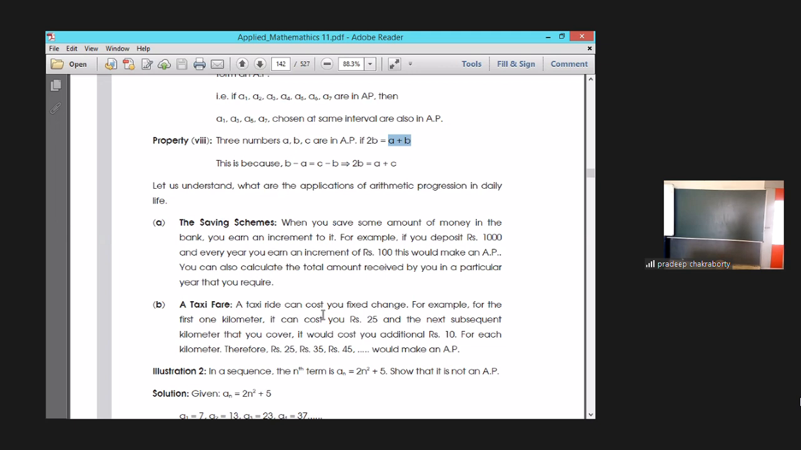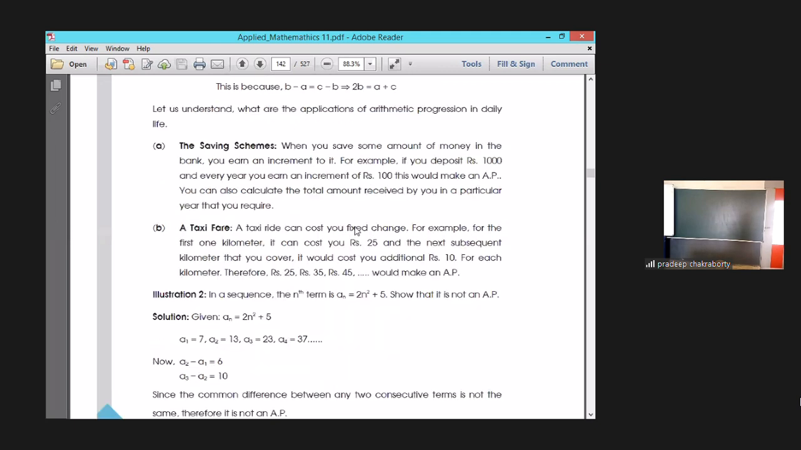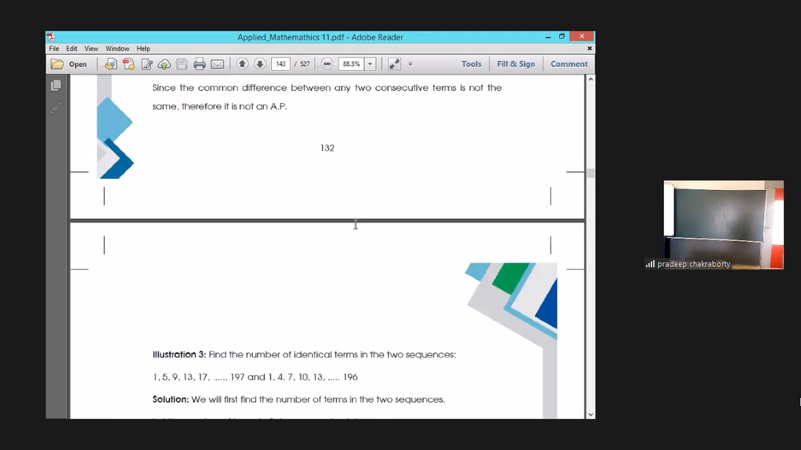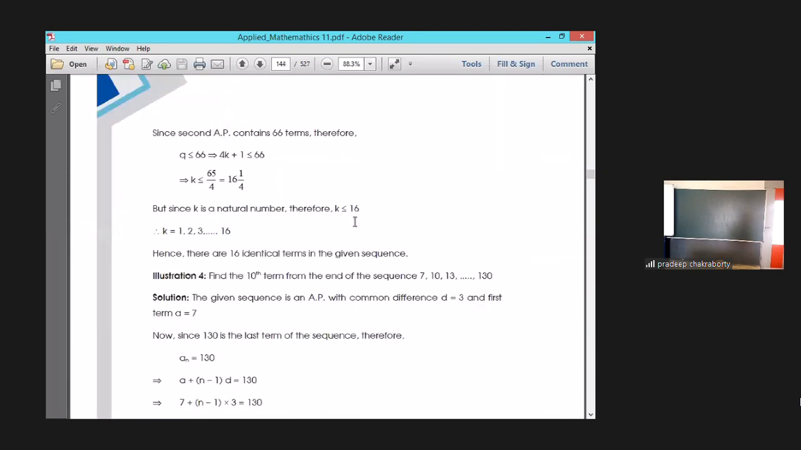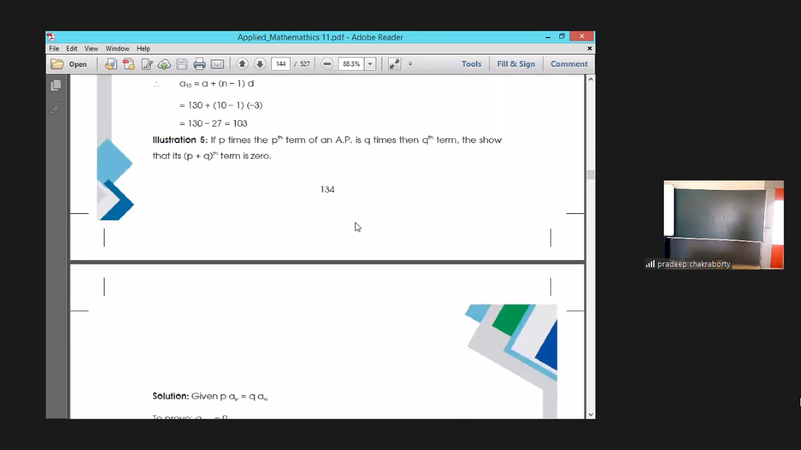Initially, the saving scheme they were giving is also AP according to that question, because their increment is fixed, that is 100 every year. So definitely it is AP. Taxi fare is also AP. So these are the two examples given. These are the illustrative examples that you can go through. We'll do the exercise questions here.